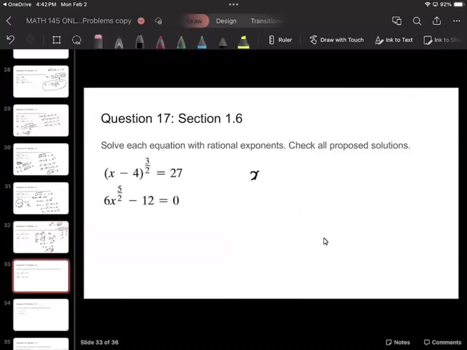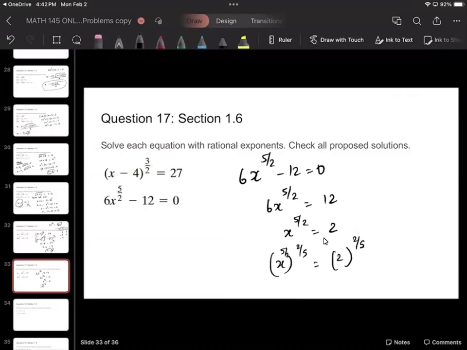Now I'm going to do the same thing here. But before I do anything, I'm going to move the 12 to the right side. I'm going to divide both sides by 6. So this is what I have. So then I'm supposed to raise it to the power of the reciprocal, like so. Okay. So that means x is going to be equal to fifth root of 2 squared. And what is 2 squared? 4, right? So this is just fifth root of 4 is the answer.